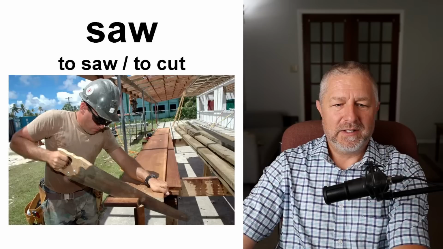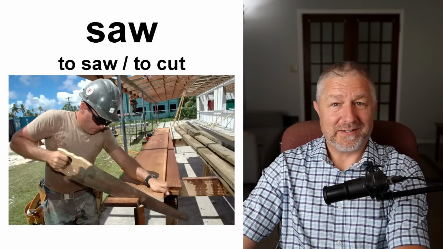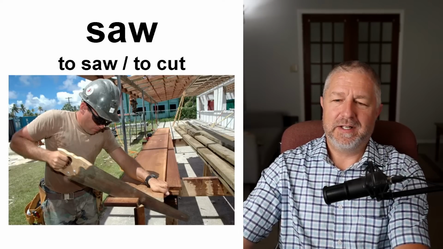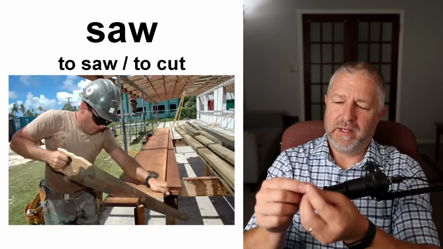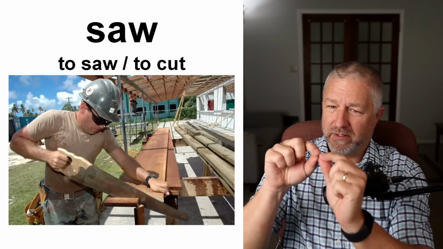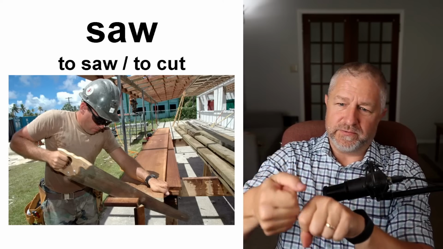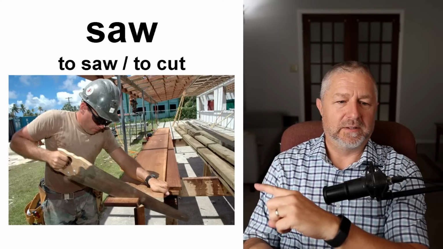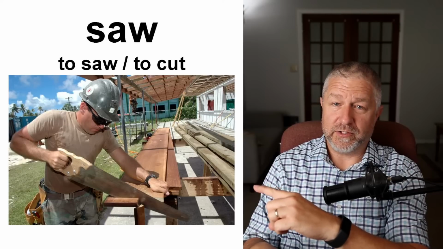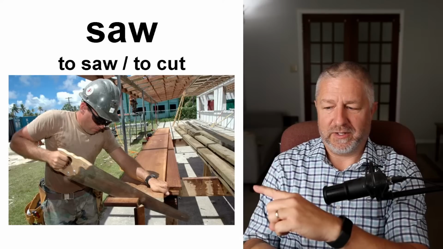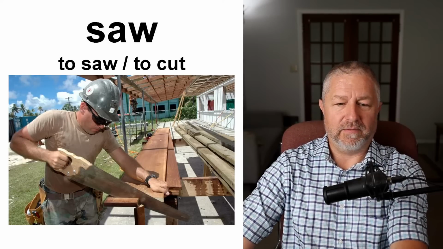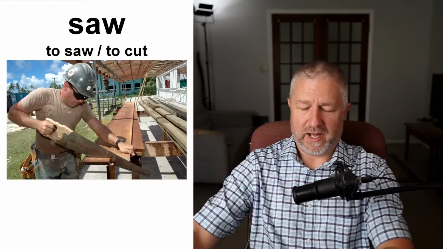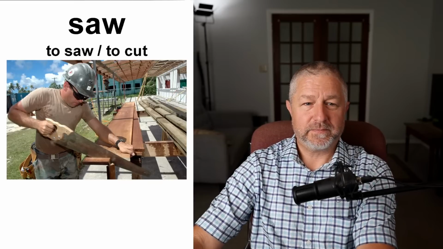A saw. So a saw can be used to saw something. You can saw a board in half, or you can cut a board in half. A saw is a piece of metal with all little jagged teeth. You can see this gentleman here. He is deciding to saw this board in half, or to cut this board in half. Obviously, he needs it a certain length, so he's decided to cut the board in half.